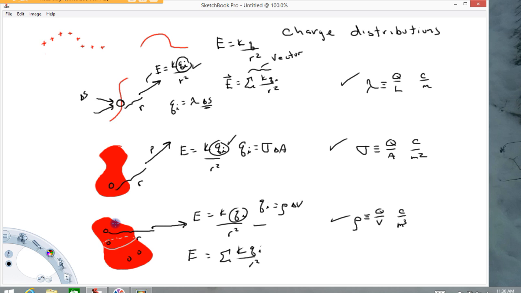So again, here's what the charge densities are. You've got charge per unit length, lambda, charge per unit area, which is sigma, and charge per unit volume, rho. And here are examples of what they're used for. I hope this video helps describe what those charge densities are for and at least gives you a flavor of why we would want them.